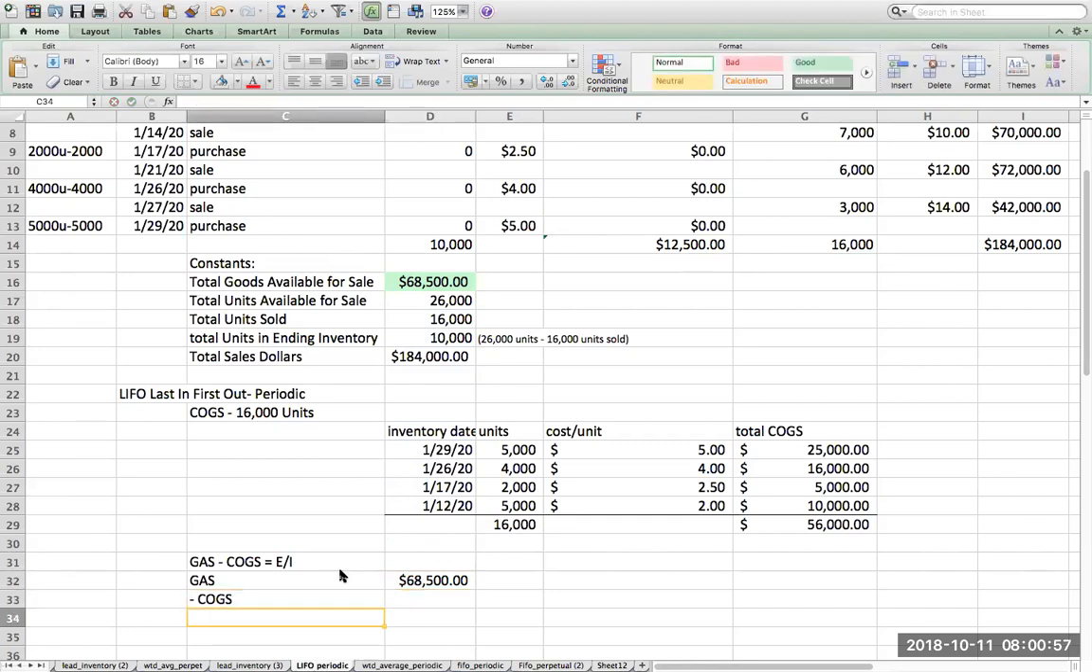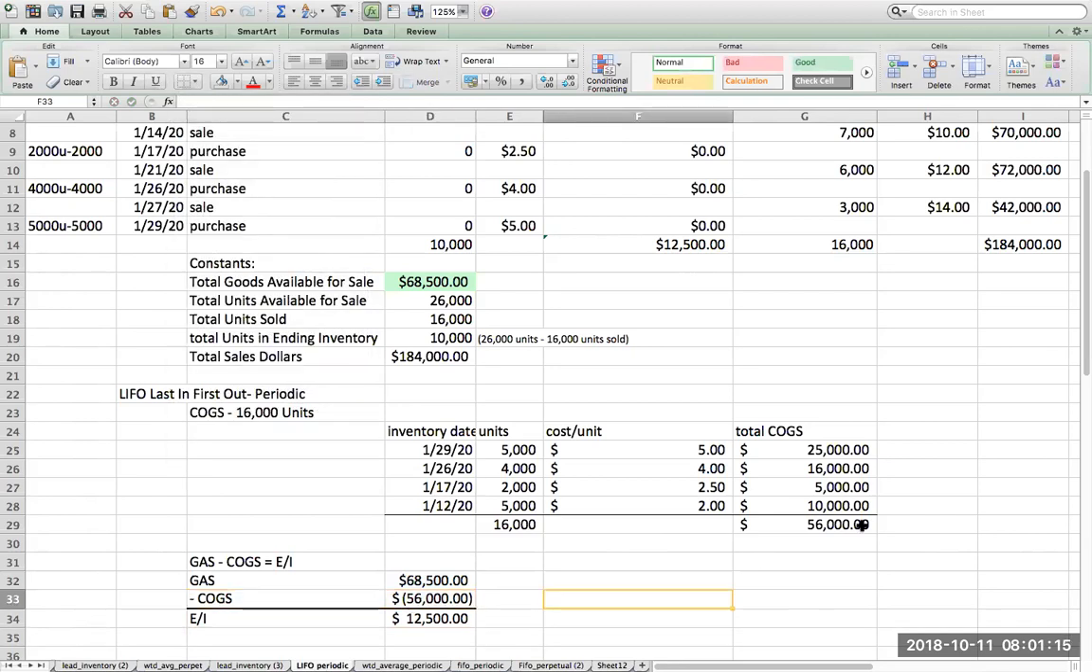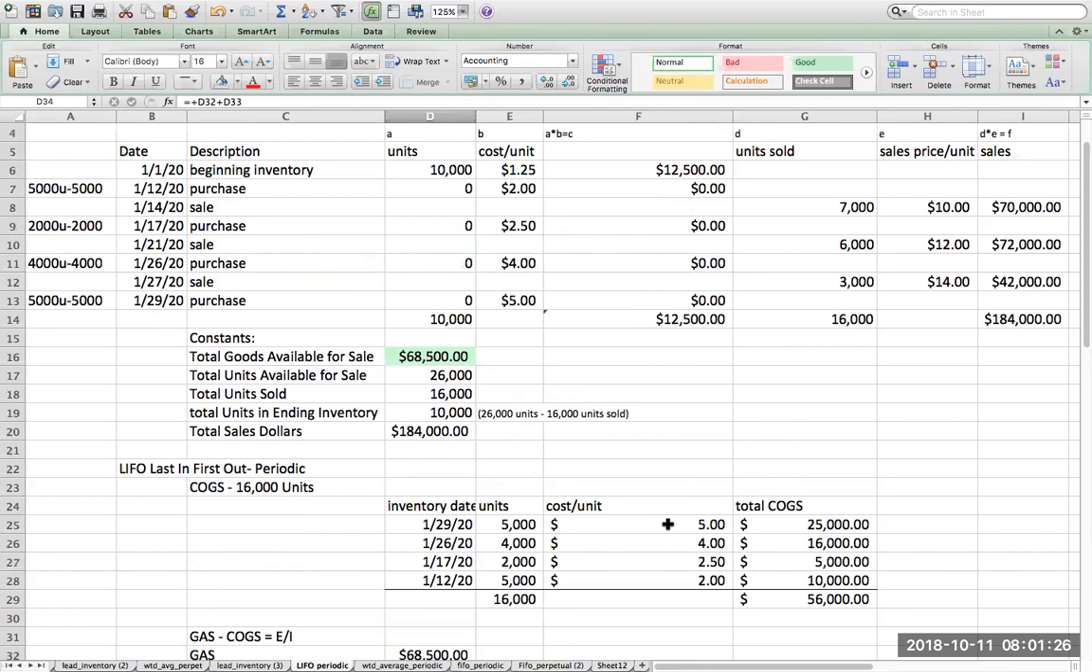Less my cost of goods sold of 56,000 gives me my ending inventory of 12,500. And I know I've done this correctly because my cost of goods sold plus my ending inventory must equal my goods available for sale. Now, what's interesting about this problem in particular is there may have been an easier way to do this.